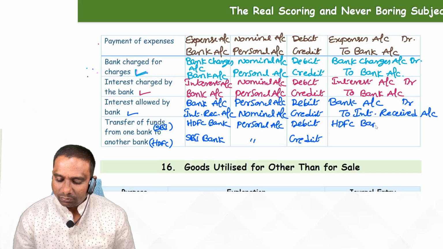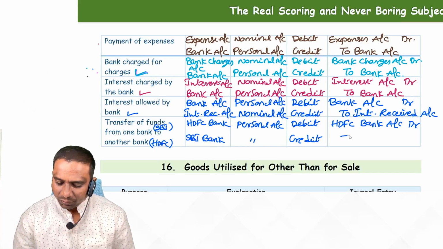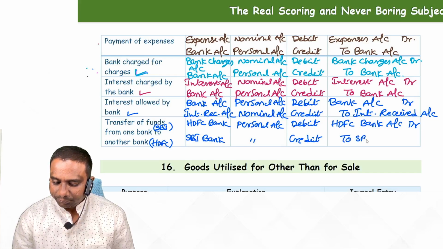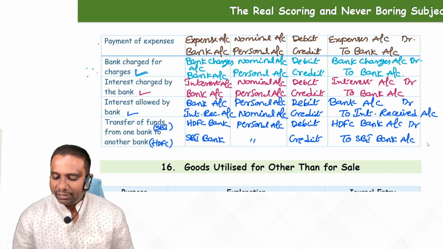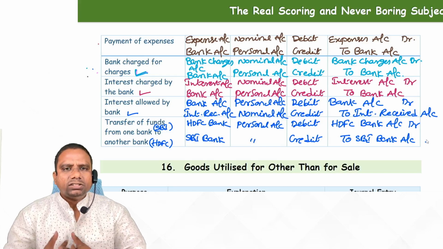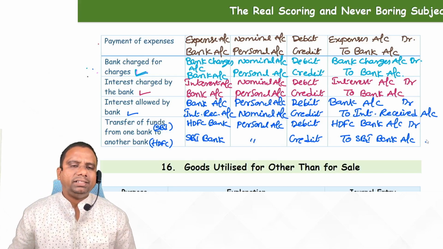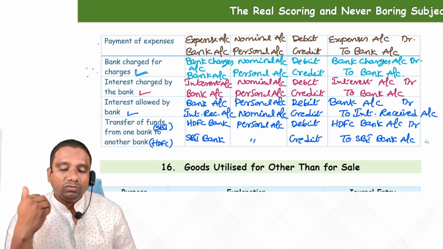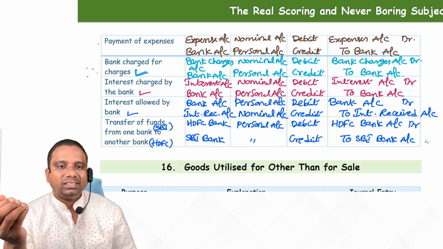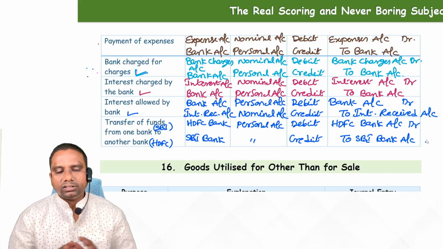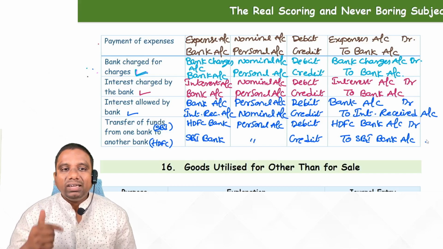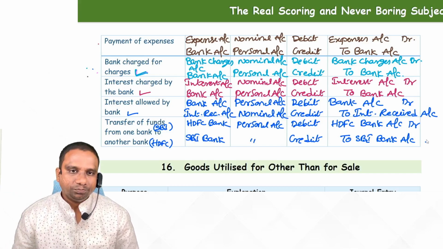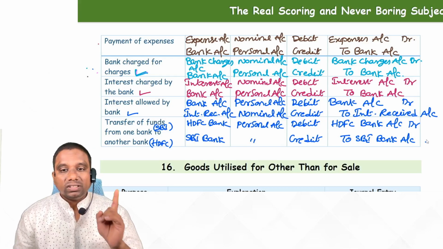HDFC bank account debit. Amount you can write to SBI bank account. That's it. These are the maximum possible banking transactions. Apart from these transactions, we also have some more transactions, but here these transactions are enough. The remaining we will discuss at the time of cash book.